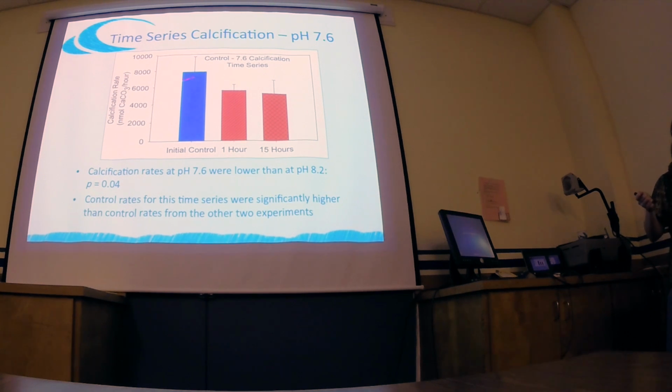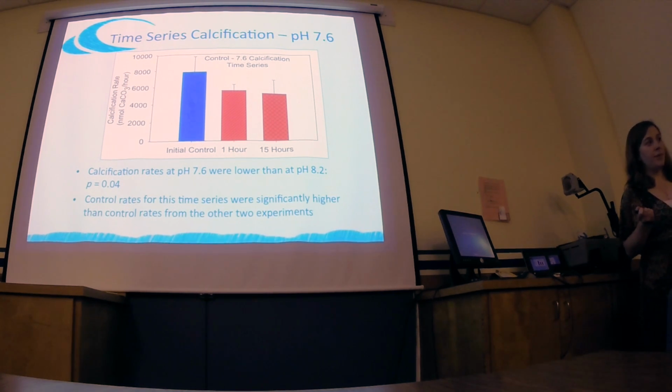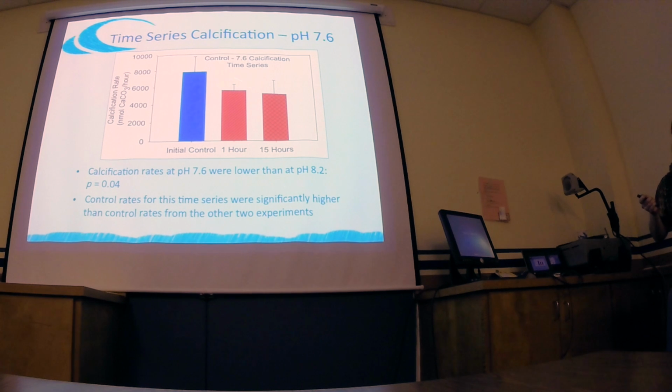But I looked at this control rate, and I saw that its rates were much higher than my controls from my entire control series as well as my 7.9 control. And in fact, these calcification rates were almost identical to the calcification rates I was receiving for 7.9 and 8.2 in previous runs. So I do not think that these are actually statistically different, but rather a result of this oddly high calcification rate at the initial.